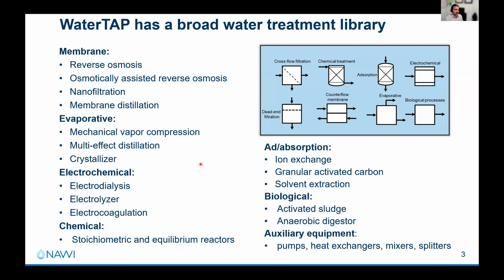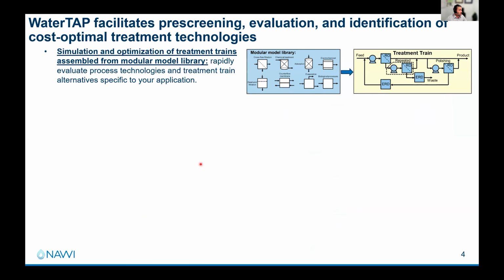And we also leverage some of the unit models from IDEAS, which is another DOE-funded project that we build on top of, which offers up its library to us. So we pull pump models, heat exchangers, mixers, splitters from that library as well. So we have a diverse array of unit models to work with.